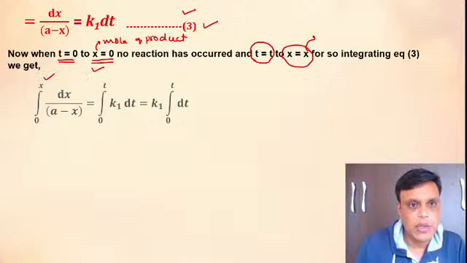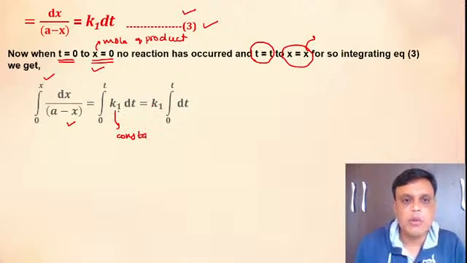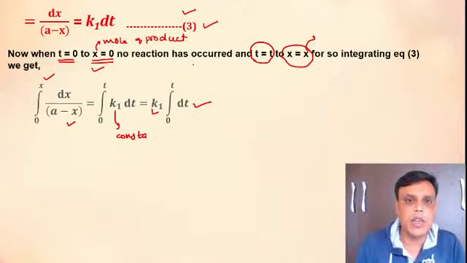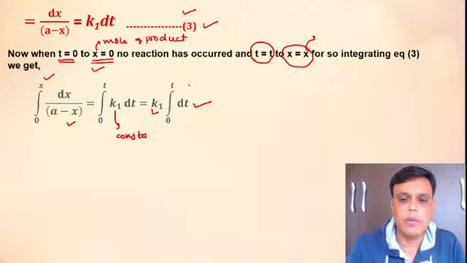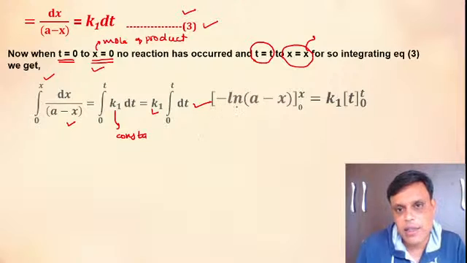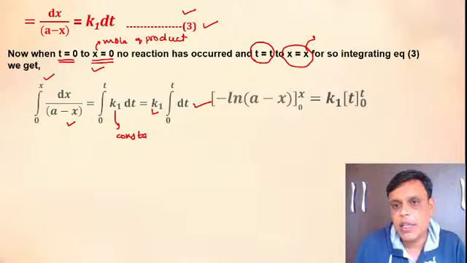to x dx by a minus x, and for time 0 to t k1 dt is equal to, so now here again it is a constant, you know that it is a constant, so we will take that constant outside of the integration sign. So k1 is equal to integration of 0 to t dt. So after integrating this equation number 3 we will get this one. आप लोगों को क्या मिल जाएगा, ये इक्वेशन मिल जाएगा. So after solving this equation we will get minus ln a minus x from 0 to x is equal to k1 t from 0 to t.